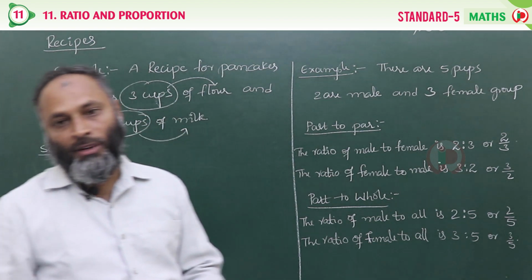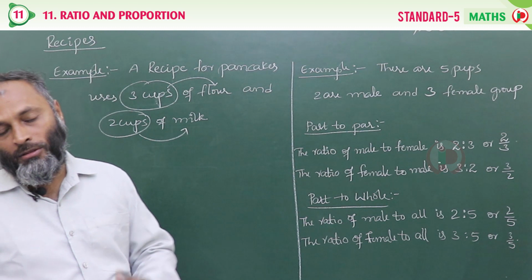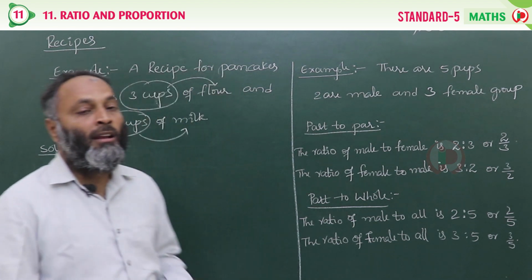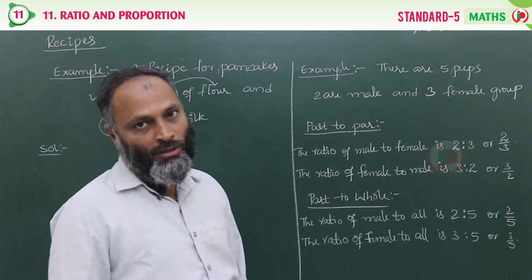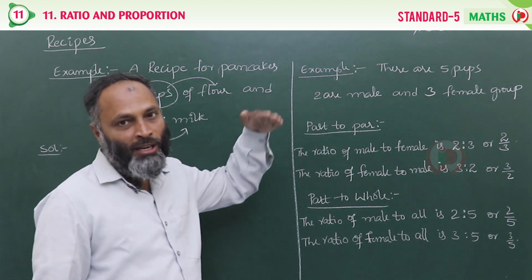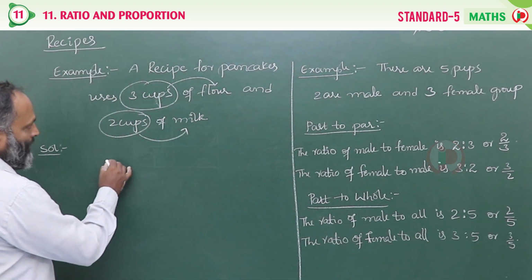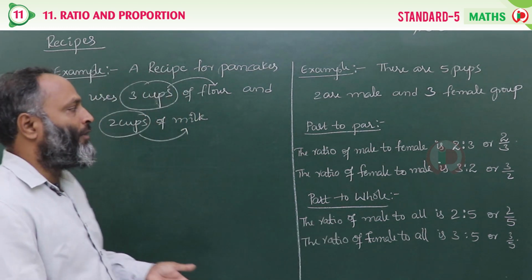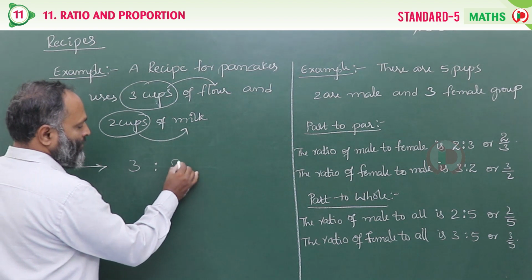If the number of members increases, then the quantity of flour and milk also increases. How to increase? In the same ratio they should increase. If you add more flour and less milk, then the pancake is not good. So we should increase the quantity of milk and the quantity of flour according to the basic value. See here, if the members increase 4 times, then how much flour and how much milk do we need? Basically it is 3:2. Flour and milk.